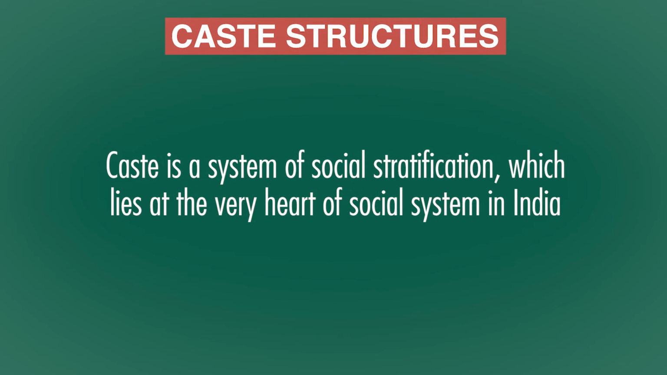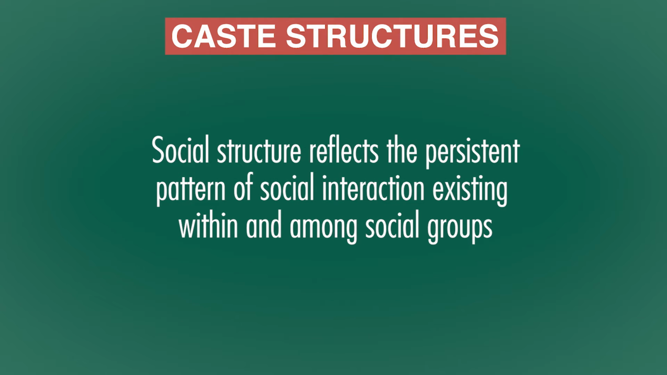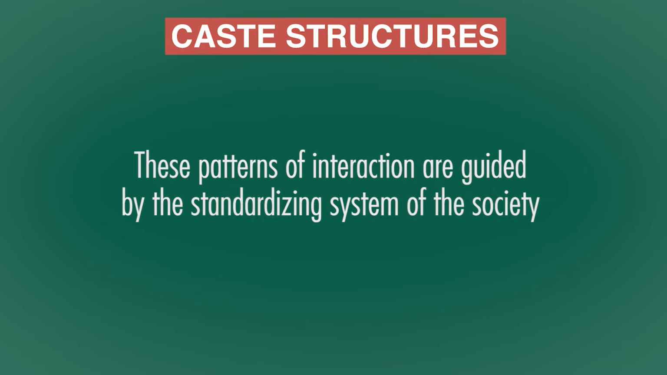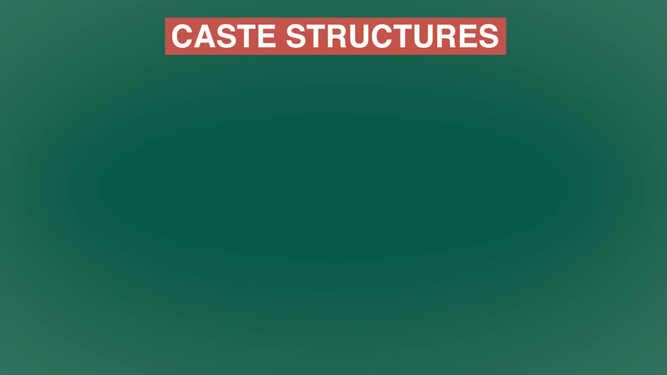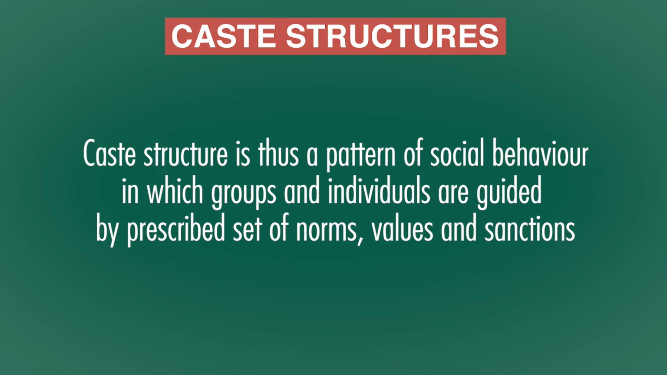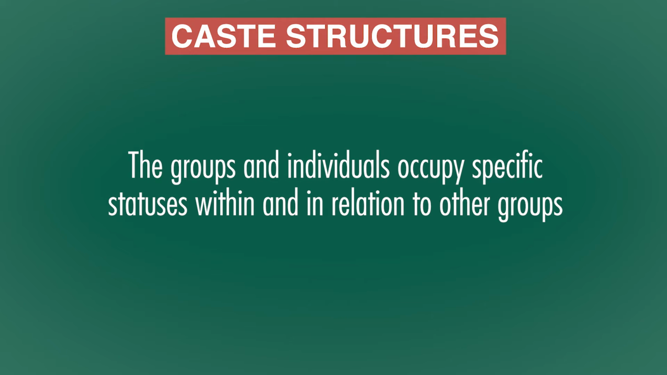Caste is a system of social stratification which lies at the very heart of the social system in India. Social structure reflects the persistent pattern of social interaction existing within and among various social groups. These patterns of interaction are guided by the standardizing system of the society. Caste structure is thus a pattern of social behavior in which groups and individuals are guided by a prescribed set of norms, values and sanctions. The groups and individuals occupy specific status within and in relation to other groups.